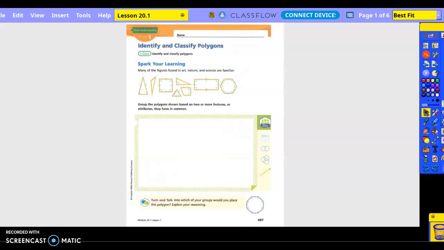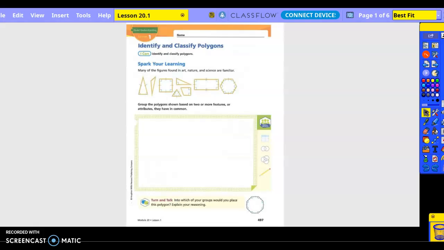Math lesson 20.1, identify and classify polygons. I can identify and classify polygons. Spark your learning. Many of the figures found in art, nature, and science are familiar. Group the polygons shown based on two or more features or attributes they have in common.